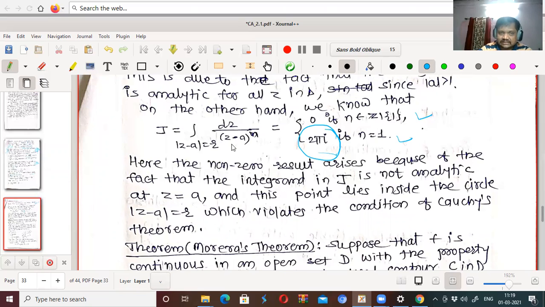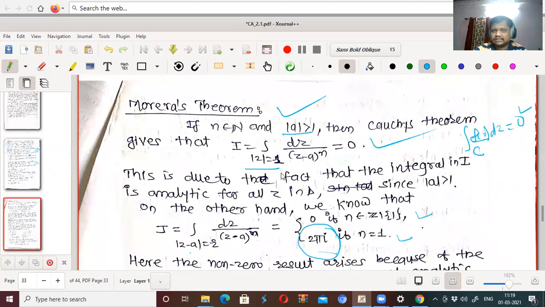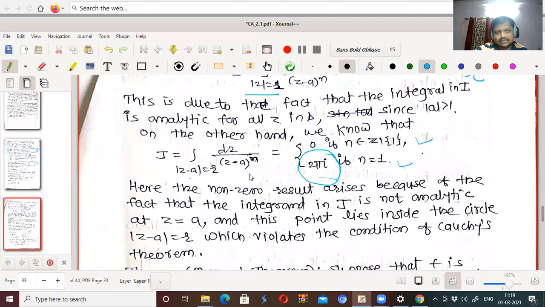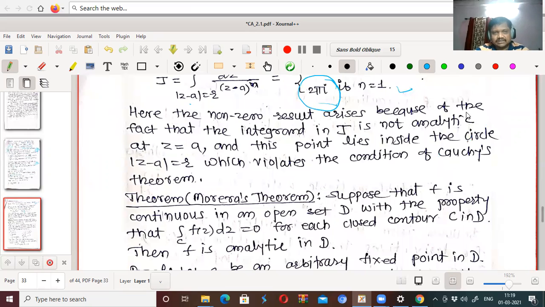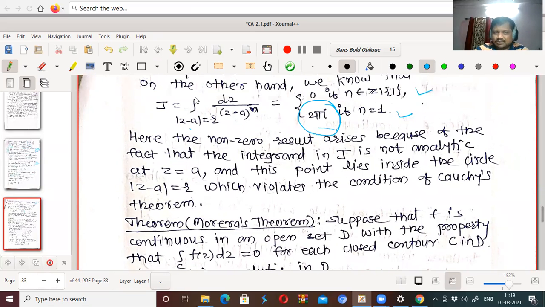Now here your a lies inside this circle, and in our earlier case it was outside this circle. Here we have taken it inside. If it is inside, we have two options: it is 0 for n greater than 1 and it is 2 pi i for n equal to 1. This also we have already proved. Here the non-zero result arises because the integrand is not analytic at z equal to a, and this point lies inside the circle mod z minus a equal to r, which violates the condition of Cauchy's theorem.